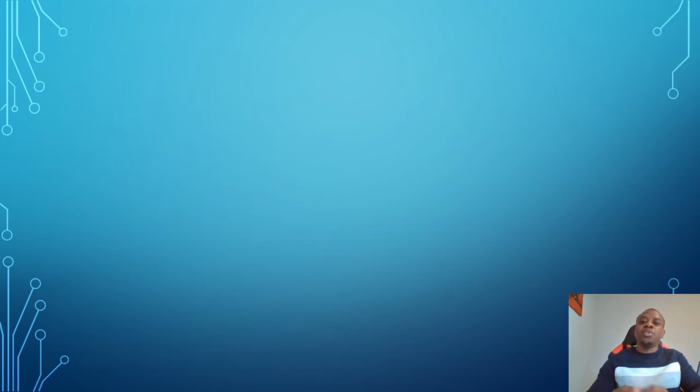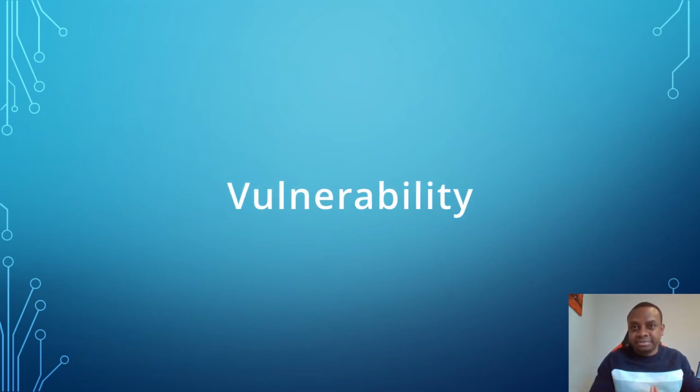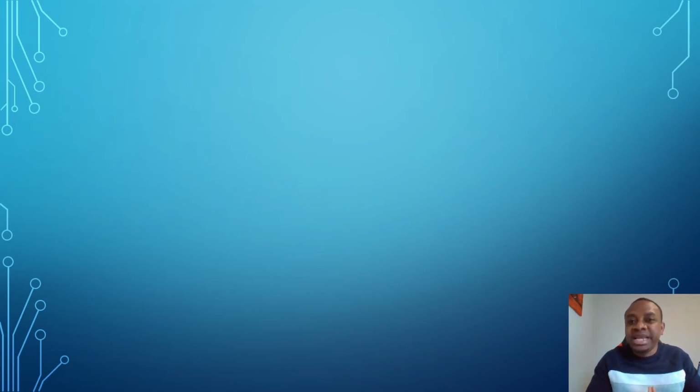Now we'll be looking at the word vulnerability. A vulnerability is a weakness or gap in our security program that can be exploited by a threat to gain unauthorized access to an asset. A vulnerability is a weakness or a gap in our protection efforts. Now I'll relate it to you better.